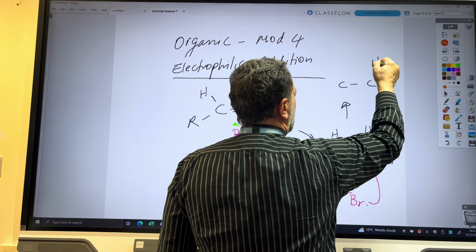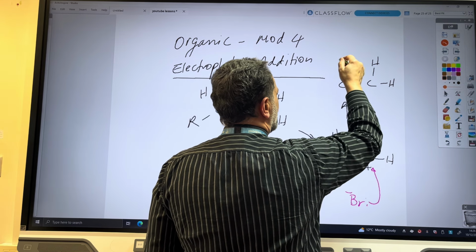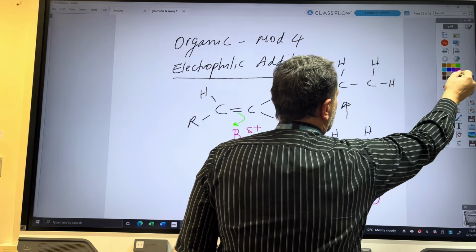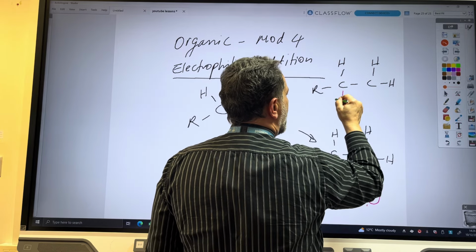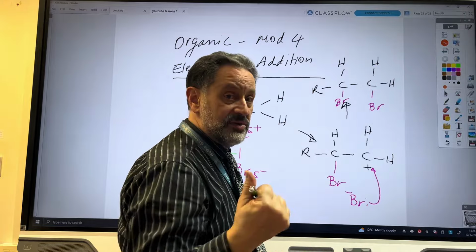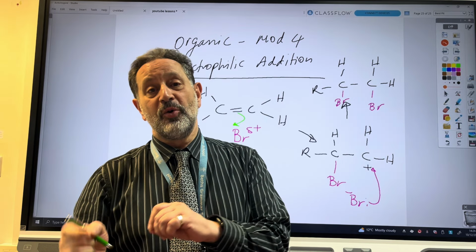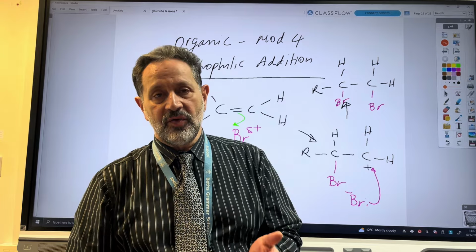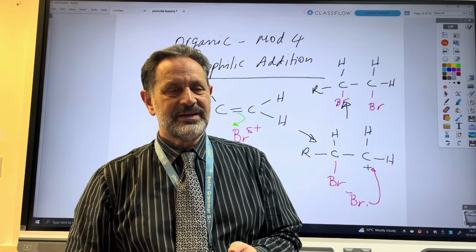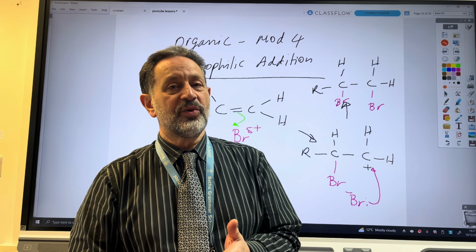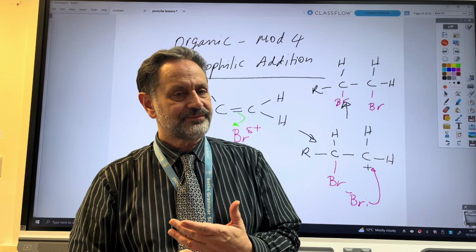So hydrogen, hydrogen, hydrogen, R, and then you have a dibromo compound. So going back to the GCSE years, when you added bromine and its color disappeared, because bromine, of course, is intensely orange, right? Even if it's diluted down in water, and therefore it's referred to as orange bromine water.